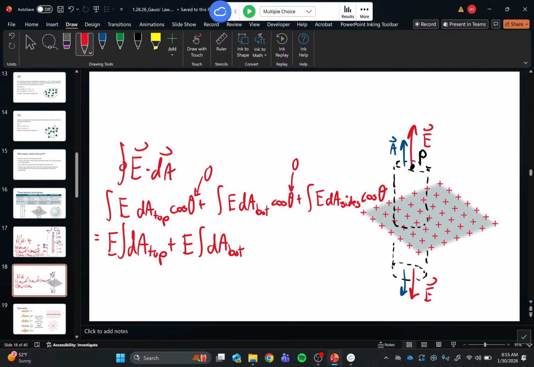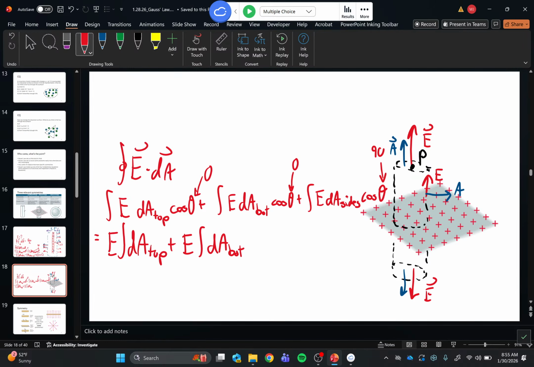Fantastic. The sides, if we look at the sides and I draw the electric field on the side, there's the electric field on the side, it still points up. Which way does the area vector point on that side? To the right. What's the angle between those? 90. What's cosine of 90? So we don't care about the sides.